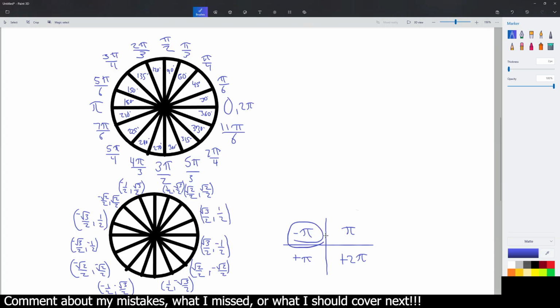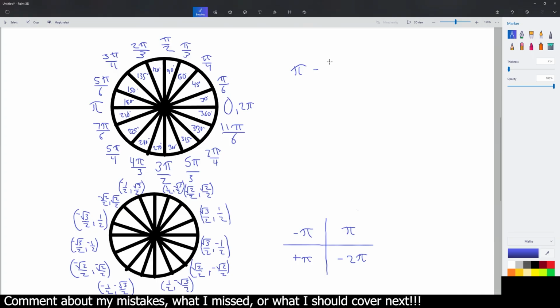Oh wait, here, let me fix a mistake on the chart. I'm going to subtract 2 pi for quadrant 4, not add. Glad I fixed that. Okay, so for quadrant 2, we're going to subtract 2 pi. Or no, we're going to subtract by just 1 pi. And we're going to do that by doing pi minus whatever you had in the first quadrant.